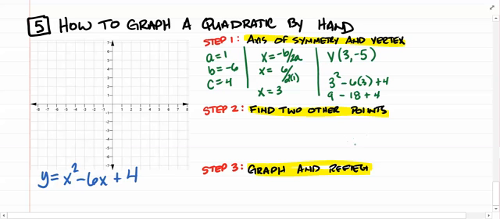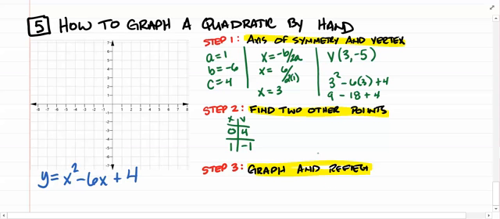Okay, then we've got to find 2 other points that I could easily plug in. So let's just make a little table here. Let's make an x, y table. If x is 0, this is a really easy point to plug in. If x is 0, I get 4 out of this thing. That's pretty straightforward. And then if x is 1, I would get 1 minus 6, which is -5, and -5 plus 4 is -1. So now I've got 2 points, and then I just need to graph and reflect the 2 points that I have.